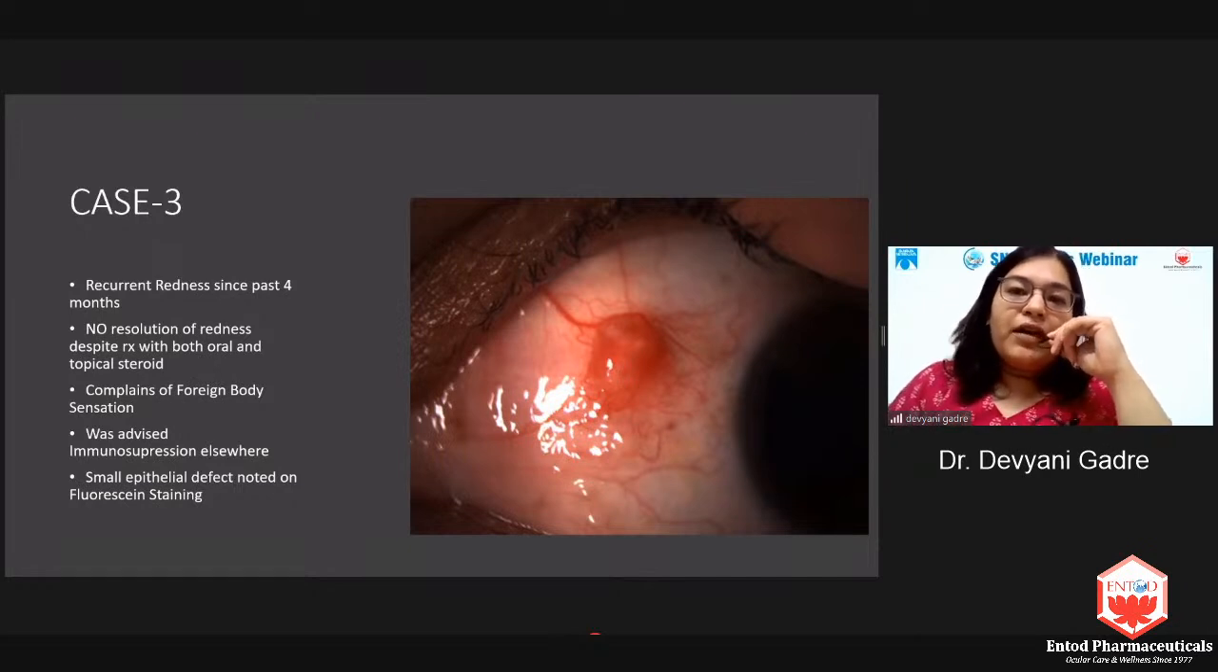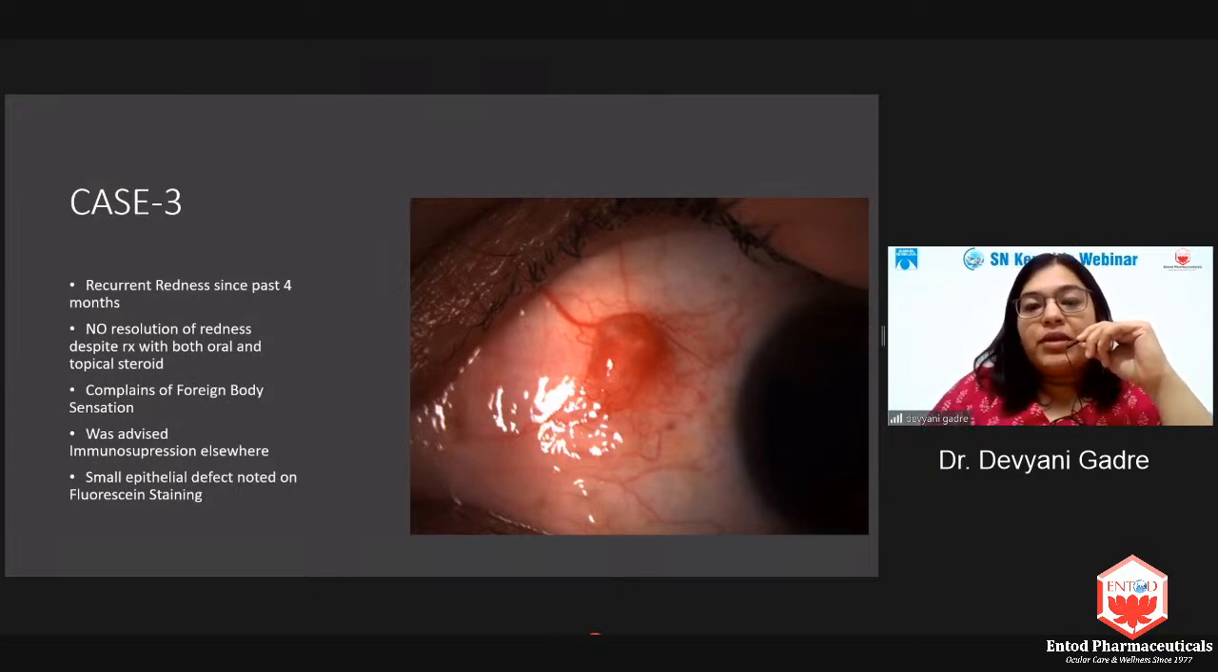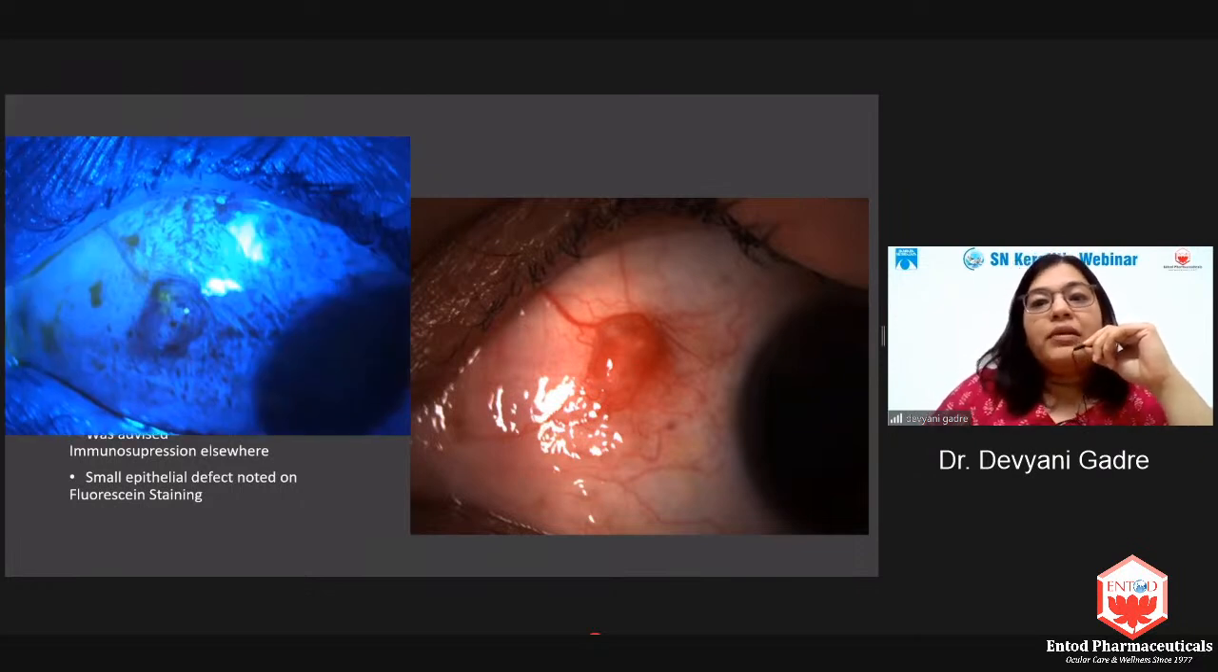There was a 45-year-old lady with a history of recurrent redness for the past 4 months. There was no resolution of redness despite both oral and topical steroids, and the oculoplastic surgeon was considering immunosuppression. Scared of immunosuppression, she sought a second opinion, and what stood out to me in her complaints was not pain, which is expected with a scleritis, but foreign body sensation. She kept saying that there was a lot of foreign body sensation. And when I stained her, there was a small epithelial defect at the apex of this nodule.